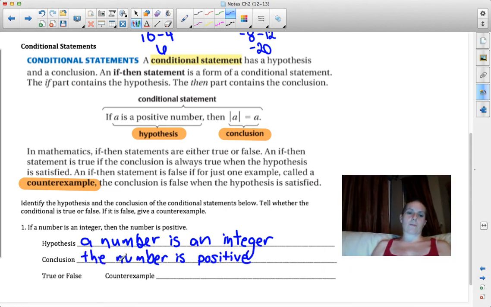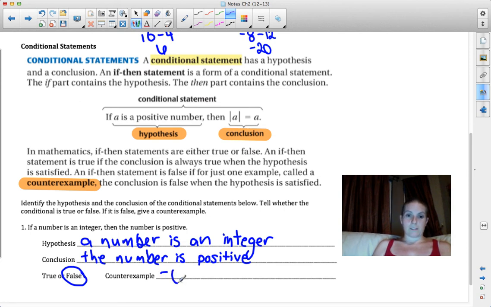So now we have to talk about whether or not this is true or false. The number is an integer. Remember, the definition of an integer is that it's either negative, 0, or positive, but it's got to be a whole number. It's got to be a counting number, per se. Well, didn't we just answer that? The number is positive. Well, integer implies that it could be negative as well. So we know that this is false, and our counterexample is to just pick one.